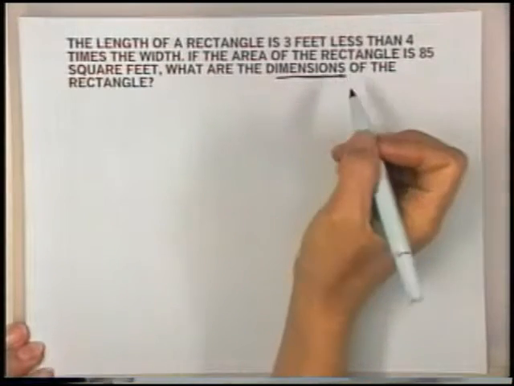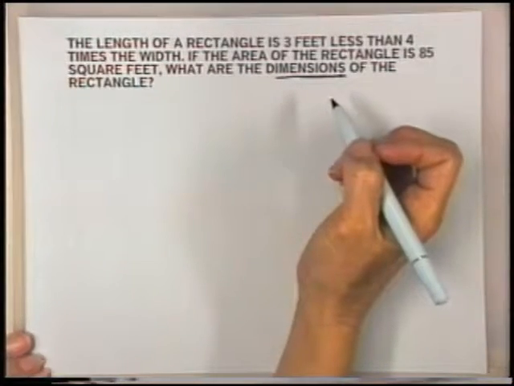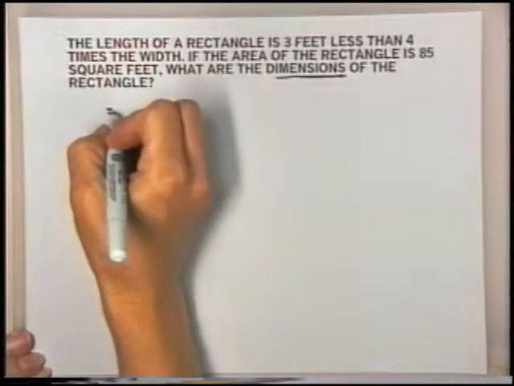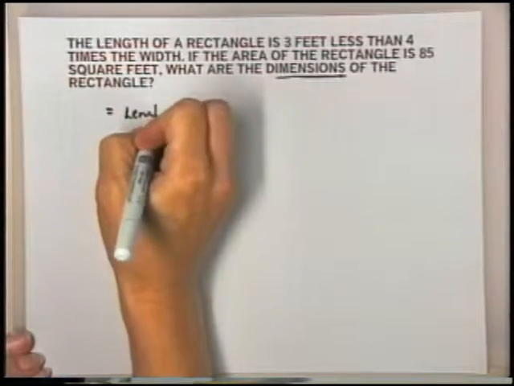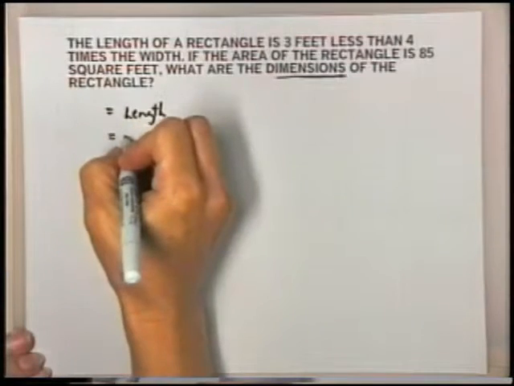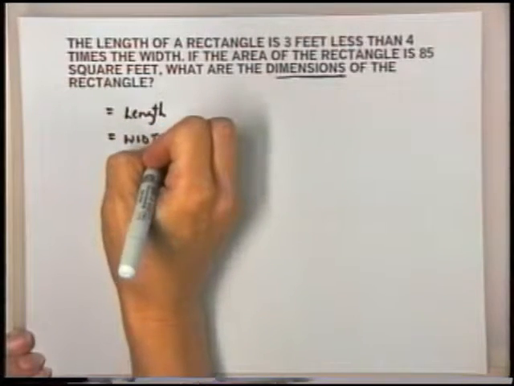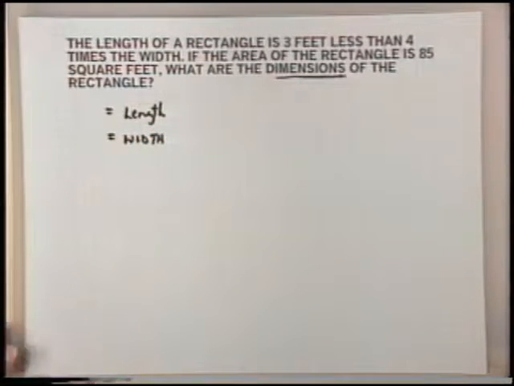We are asked to find the dimensions, notice that's plural, of this rectangle. A rectangle has length and it has width, so we need to find both of these. Before we decide which of these we would like for x to be, let's look at the problem again to see what might be the easiest.